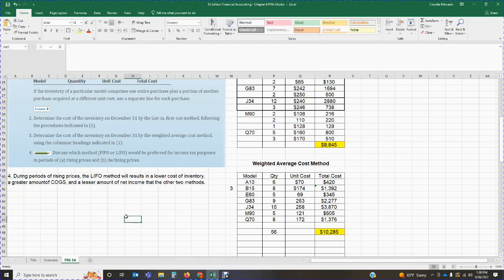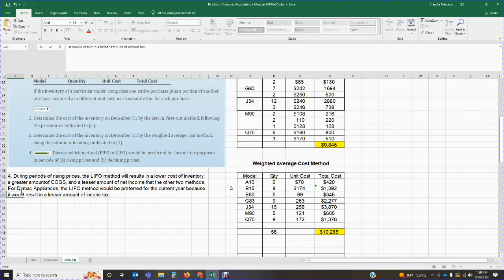Oh, sorry about that. It says for Dymac appliances, the LIFO method will be preferred for the current year because it would result in a lesser amount of income tax.